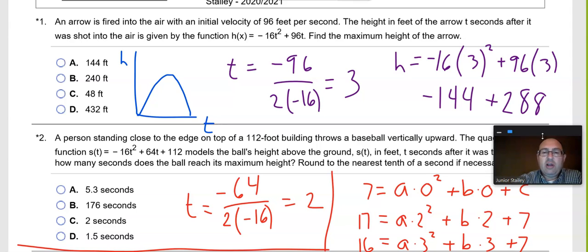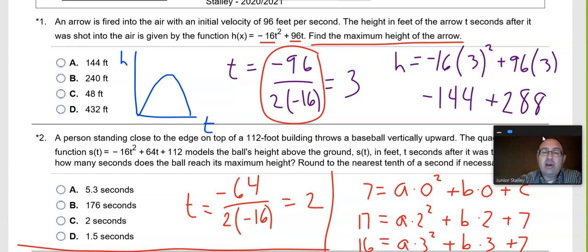Anyway, when they ask me to find the maximum height of the arrow, is that a time or a distance? Well, obviously it's a distance. If we do our little opposite of b over 2a thing, you've got an a value of -16 and a b value of 96. By the way, your c value is 0 here.